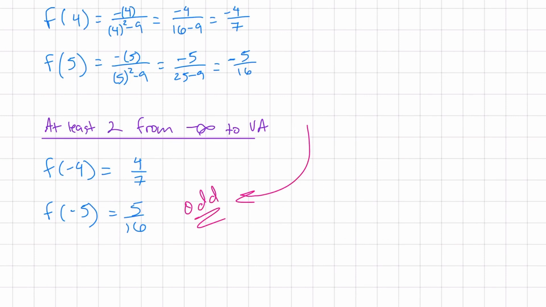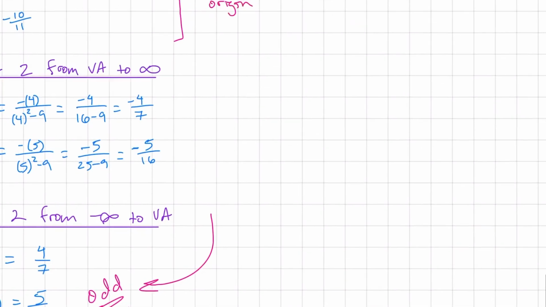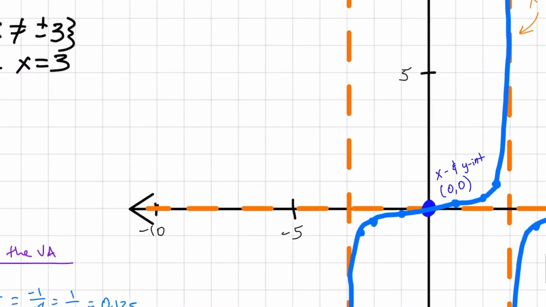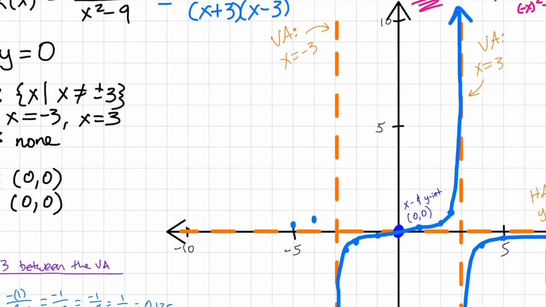And then at negative 4, I'm at positive 4/7, and at negative 5, I'm at positive 5/16. So at negative 4, I'm at a little over a half, and at negative 5, about a third. And then let's graph these. So I'm going to come from this asymptote, basically right on top of it, and then at some point swoop off of it. And there we go.